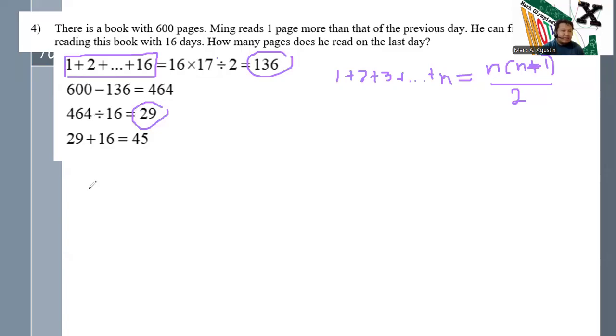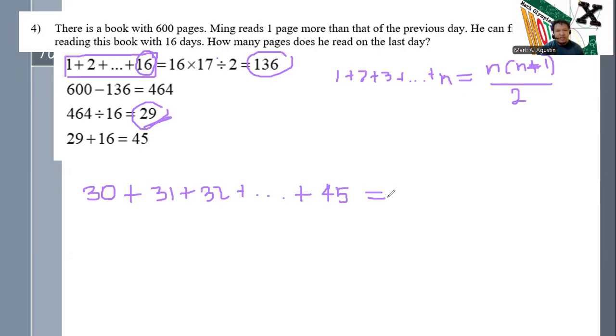So because of that, we can say that the first day is 30, the second day is 29, because we divided this extra 464 by 16. So we added it in those days. So we have 30, 31, then 32, and so on until 29 plus 16, the last day, because initially we had 16 in the last day, but there's an extra 29. So that's 45. So 30 to 45 days.